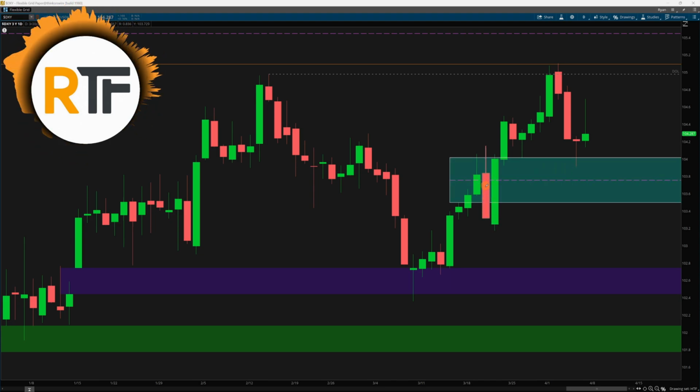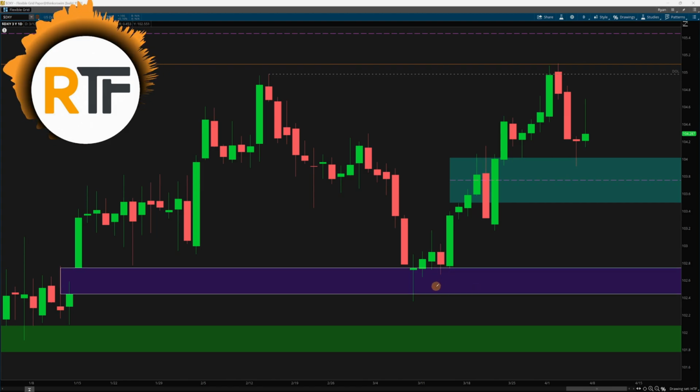I'm looking at this candle on the daily to see if this order block is going to hold support or if it's going to break. If it breaks, I'm looking for the swing low down here and back into this order block and back into this volume imbalance.